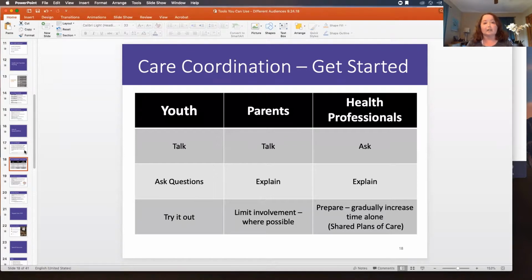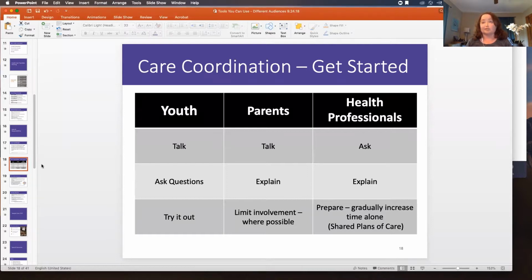And then for parents, again, talking, but maybe not as much as the youth, explaining to your child or adolescent why you're doing something. Why do we go in for annual visits? Why are you getting this shot? These are all important information for them to have. And then trying to limit the involvement where possible.